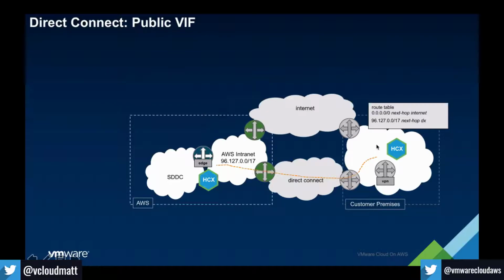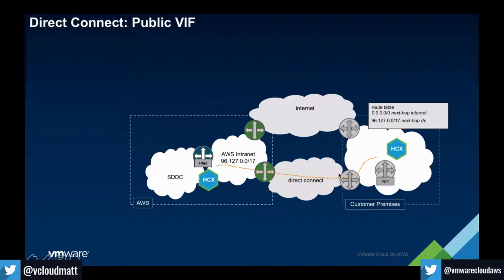And so, in that regard, public VIF on Direct Connect is simply a public peering, right? They are advertising their more specific prefixes to you over this private line. And by the nature of routing, you are going to tend to take that path. And so that is public VIF on Direct Connect.